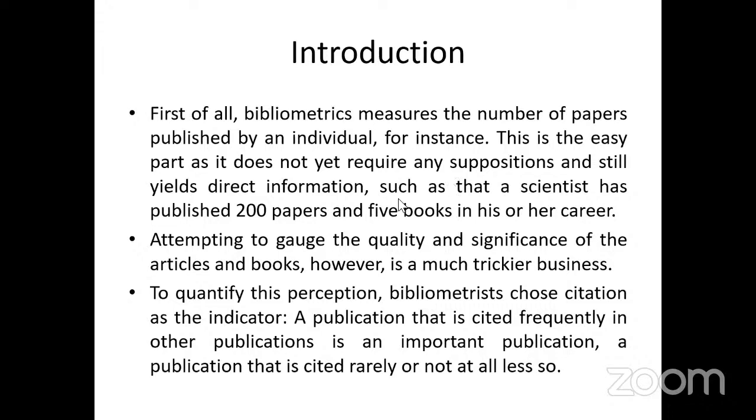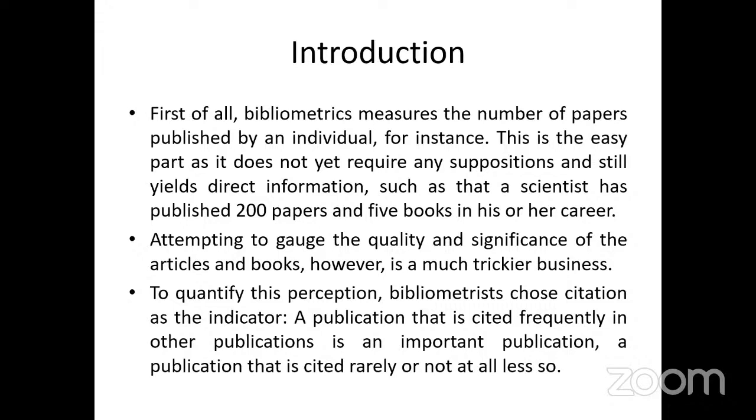This is the easiest part as it does not require any suppositions and uses direct information, such as the scientist has published 200 papers. Say, for example, if I go with the first approach, how many papers an individual has published, then a professor who has published 200 papers and 5 books, I'll consider that the quality is good. But attempting to gauge the quality and significance of the articles and books is a trickier business. So paper publication became a trickier business.